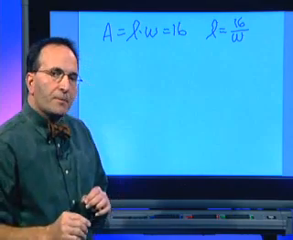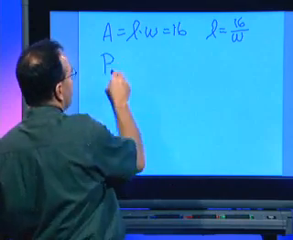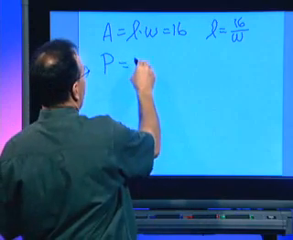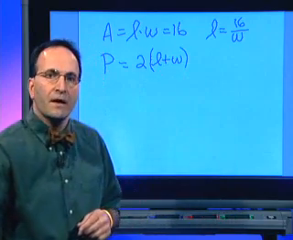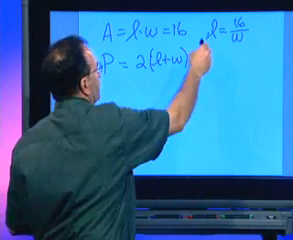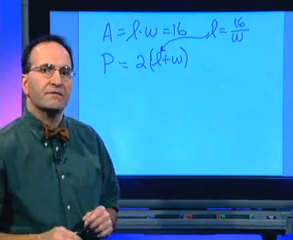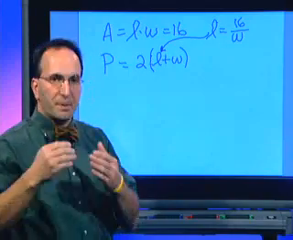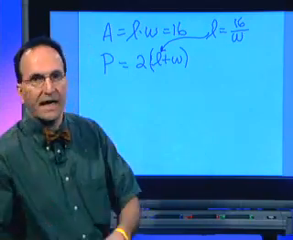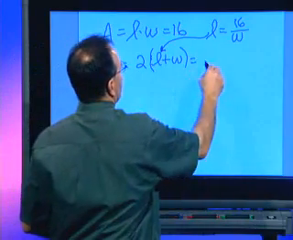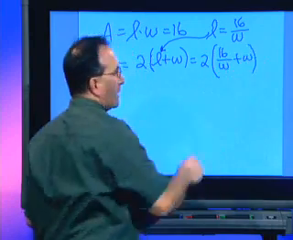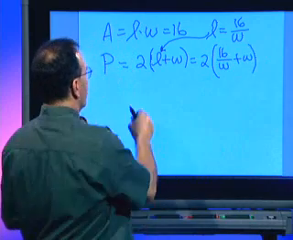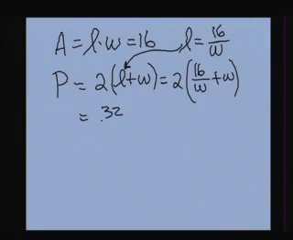Now let's go to perimeter. The perimeter, which is what we're trying to minimize, is equal to 2 times the sum of L plus W. What we need to do, though, of course, is substitute the 16 divided by W for L so that we have this P in terms of just one variable, in this case W. So P would be equal to 2 times 16 over W plus W. And that would be equal to 32 over W plus 2W.